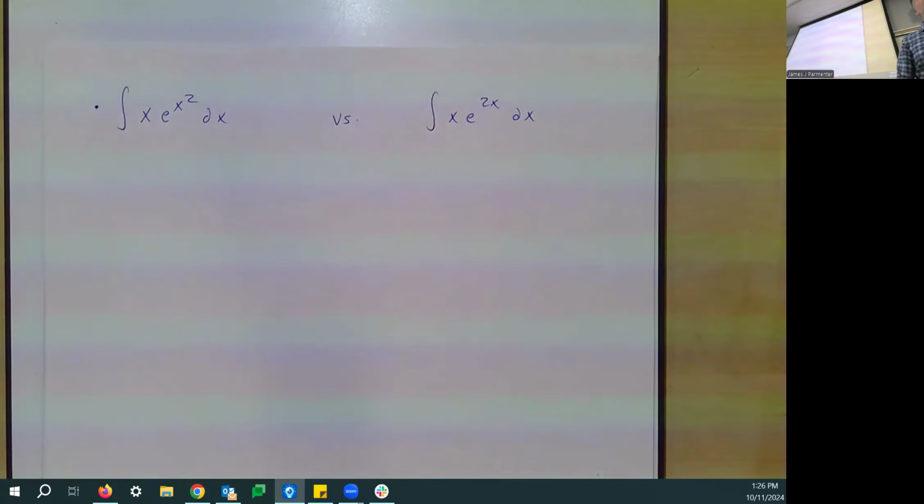They look pretty similar. I mean, not really, but if you weren't looking that close, you'd be like, oh, those look kind of the same. One of these is definitely a u sub. One of these is definitely integration by parts.